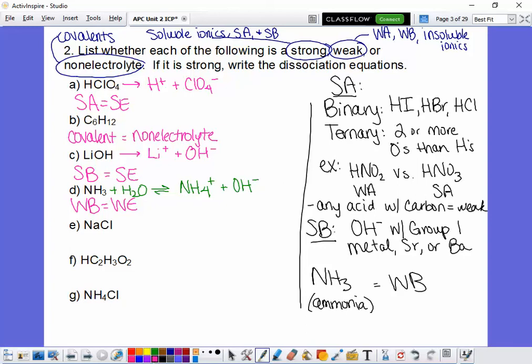NaCl. Strong base? Wait. It's a soluble ionic. I was thinking about NaOH. Which makes it a strong electrolyte. So we can dissociate that into what? Na+ and Cl-.